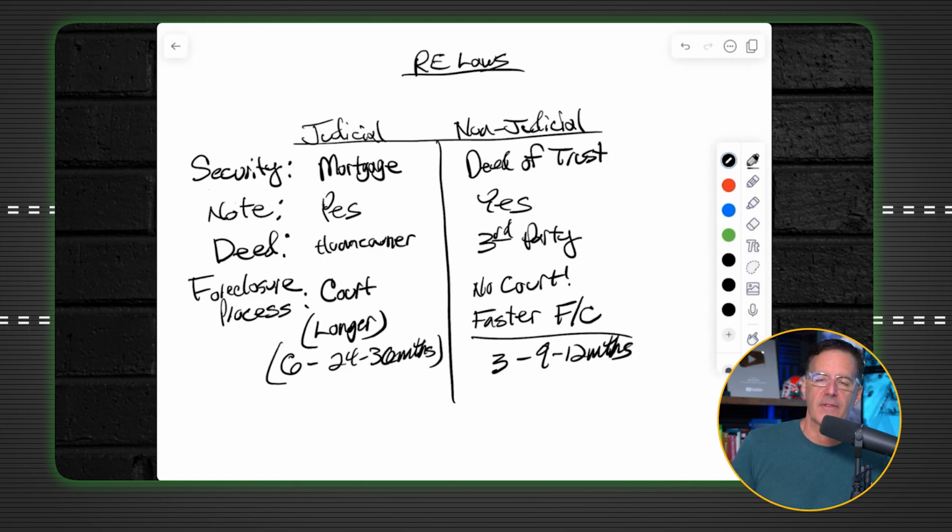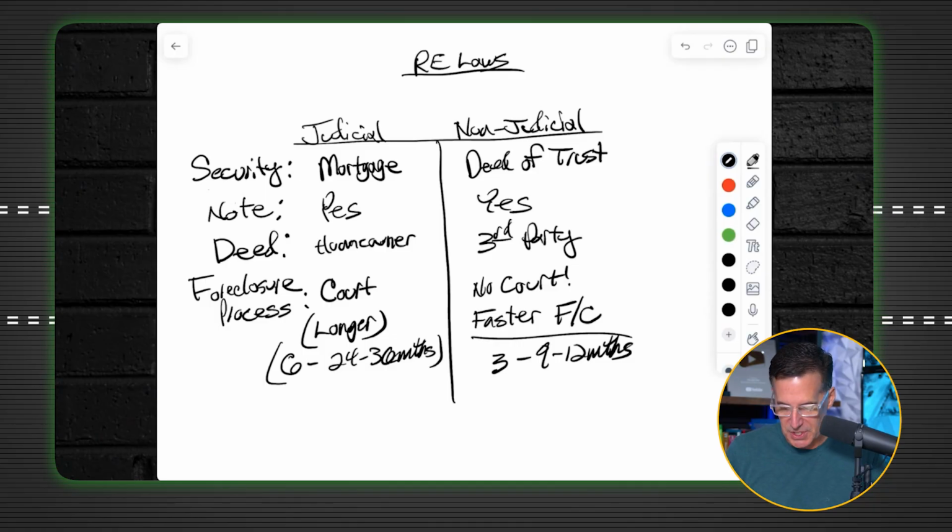Every state's a little bit different, every case. I'm just telling you, in a non-judicial state, the foreclosure process goes much faster. Why do you need to know this? Because you're going to have to understand the difference between a mortgage, a deed of trust, and who controls the deed. If you don't know the difference, you're going to get stuck.